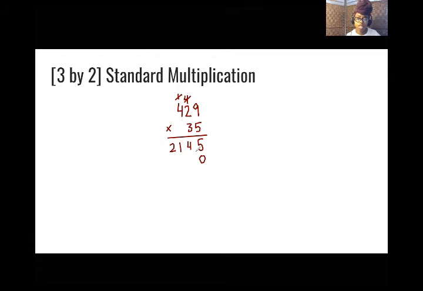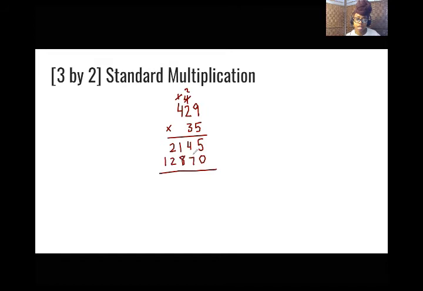2 up here, 70 down there. 3 times 2 is 6, plus 2 is 8. 3 times 4 is 12. Make sure you're lining up your place values, and that's it. We don't have any more digits in our multiplier, so we can just add up our products.